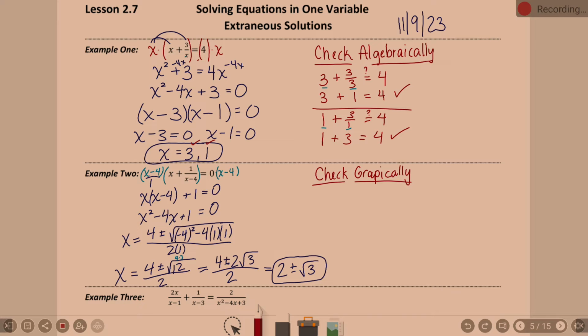On the x-axis, right? So what I'm going to suggest is you take the original function and set it equal to y. So we're going to graph y equals x plus 1 over x minus 4. In other words, take your original equation equal to 0. We're going to graph that, and then we're going to check the x-intercepts. Another name for x-intercepts is zeros.